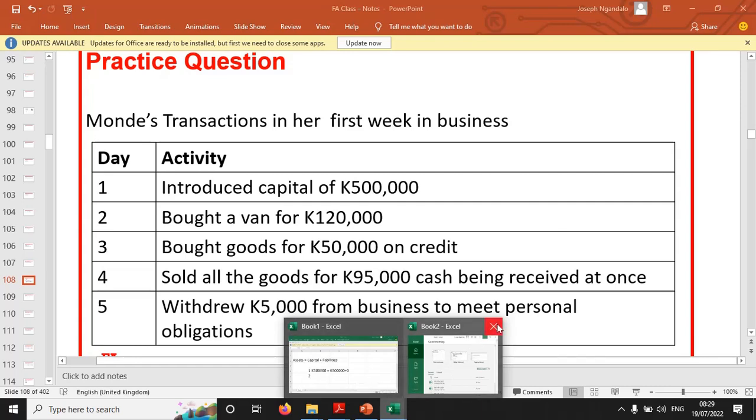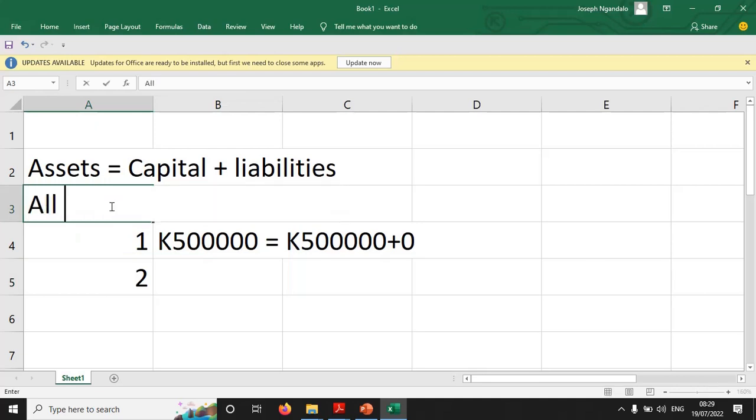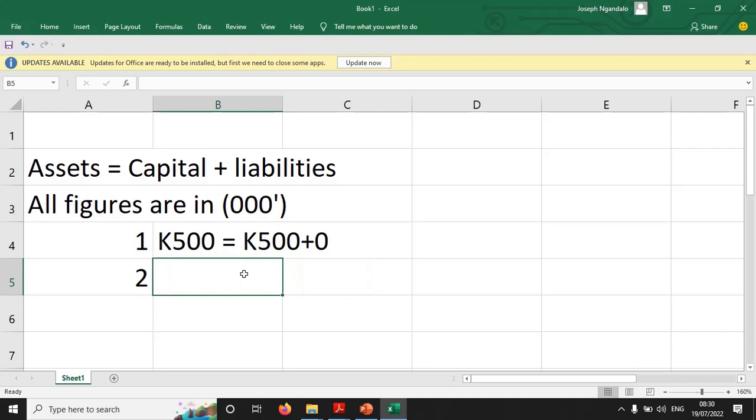Yeah, let me just remove this one. I concentrate on this. Can I say all figures? I don't like too many zeros. Thousands, eh? You can say this, eh? Maybe to help someone, so I'll be just concentrating on these other numbers here. I hope that is going to help us. Next. All figures are in thousands.